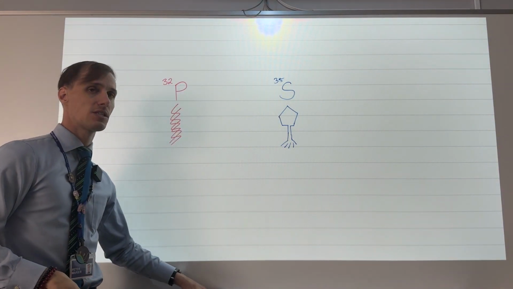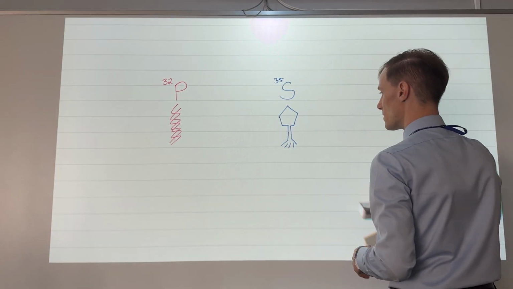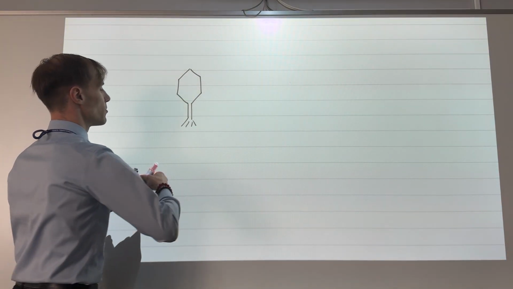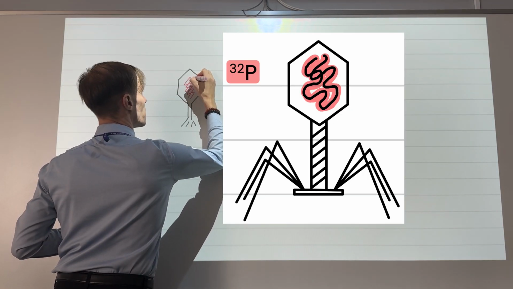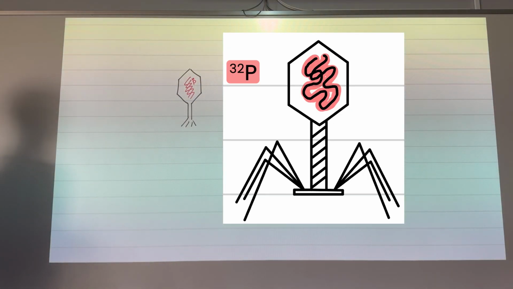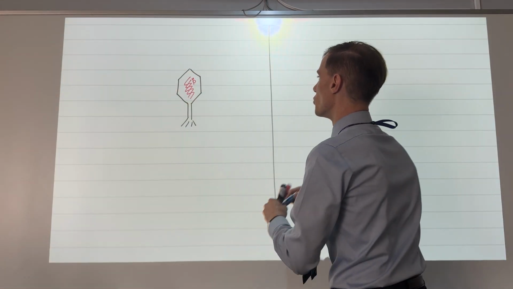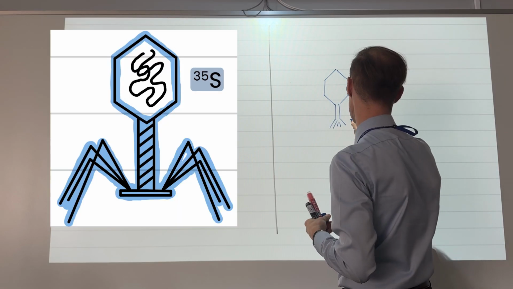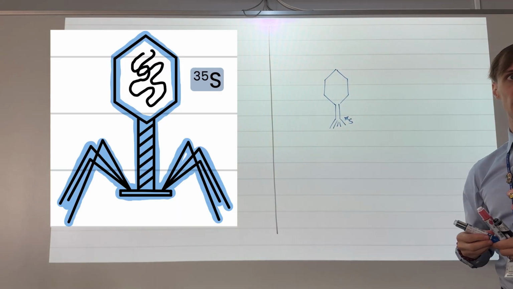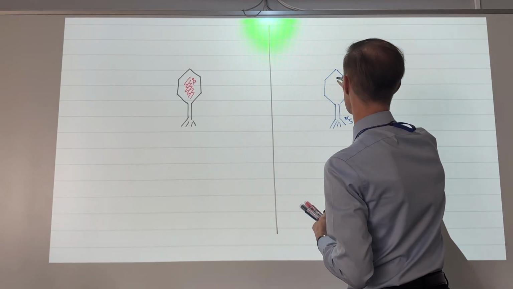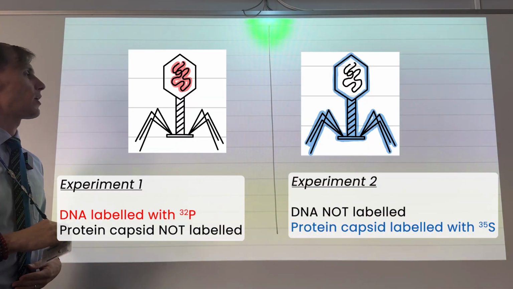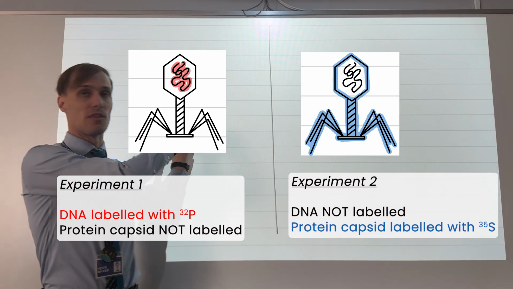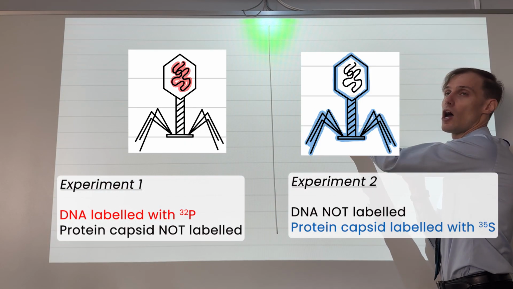So this experiment was done in two major phases. The first phase, I'm not going to label the protein, but I am going to label the DNA with radioactive P32. And then in another experiment, I'm going to radioactively label the sulfur, or the protein, with S35, and I'm not going to label the DNA. So I'm only including radioactive phosphorus in here. I'm not labeling the protein. In this one, I'm only labeling the protein, not the DNA.